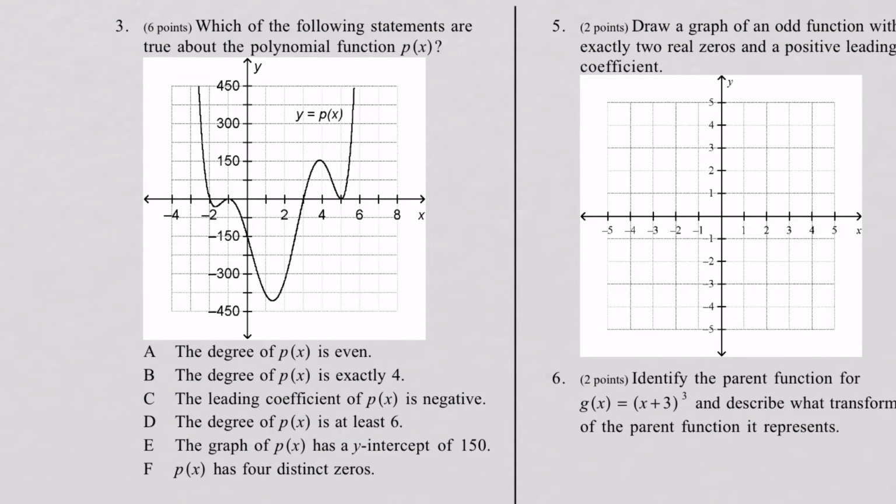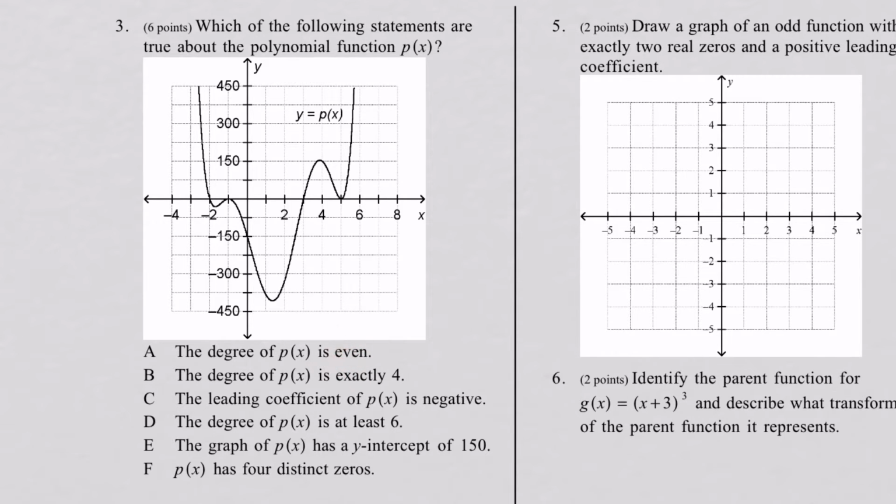Start with A. The degree of the function, this function's name is p of x, okay? So don't get confused because they use p instead of f, okay? They're just calling it p of x. It's a polynomial function. That's the name they chose. The degree of it is even. Remember, I just talked about that in problem number 1.